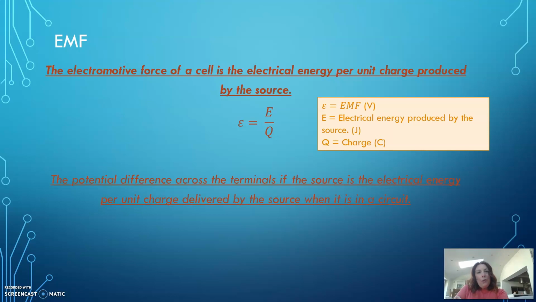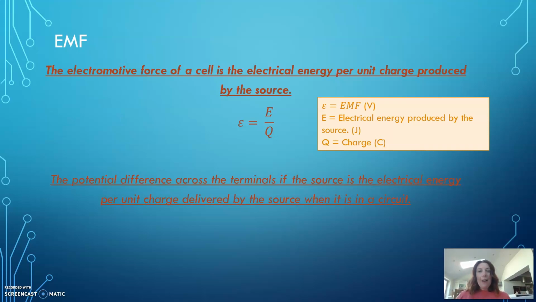So if you think of the cell as having that equation, then the rest of the circuit is separate. So the rest of the circuit you would refer, rather than an EMF, you would refer it as potential difference. So the potential difference across the terminals of the source is the electrical energy per unit charge delivered by the source when it is in a circuit. So it's sometimes called terminal potential difference.